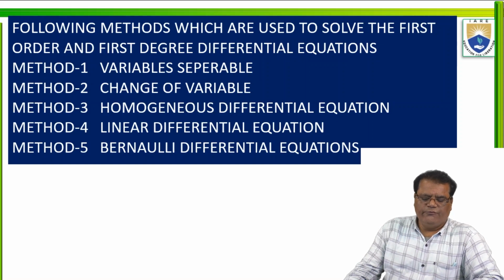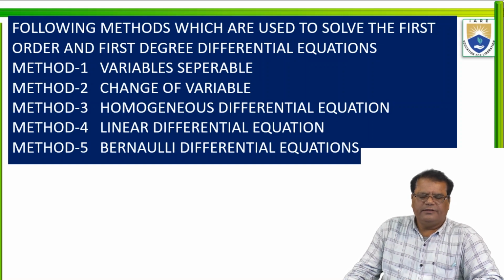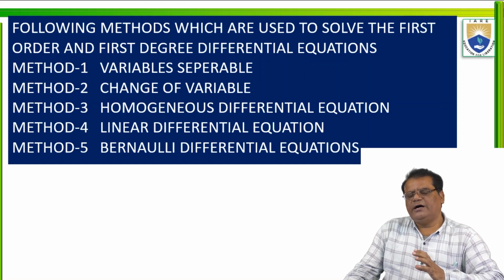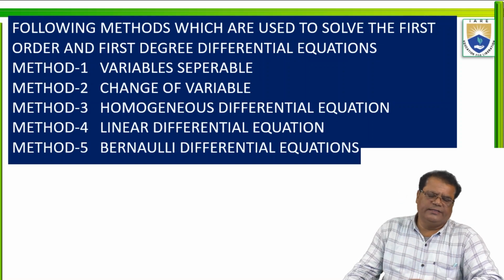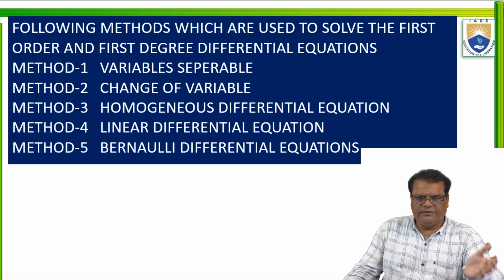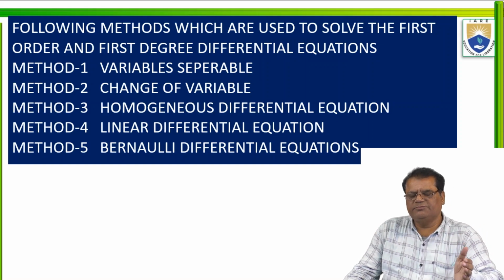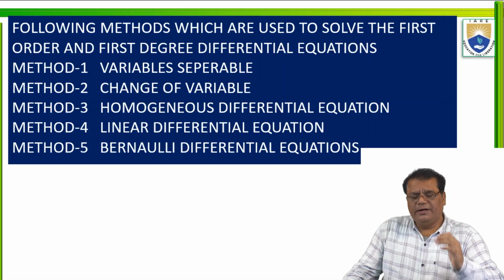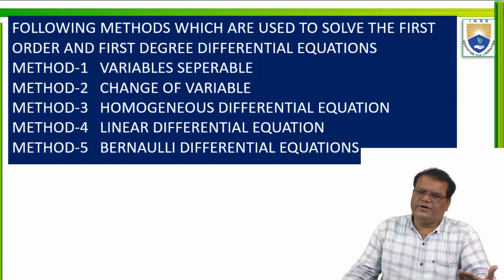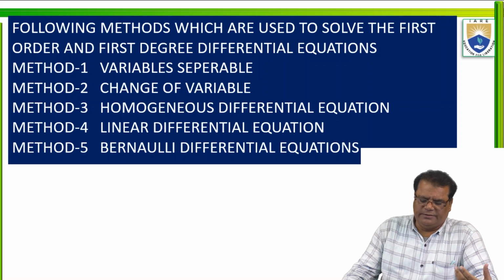The first method is variables separable. This is a very interesting method, the first step method. Next, method 2 is change of variable. In this method, we change an independent variable into another one. Then that method converts to the first method. If we apply the change of variable method, the question converts to variable separable.